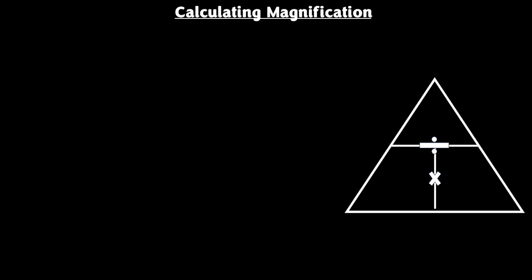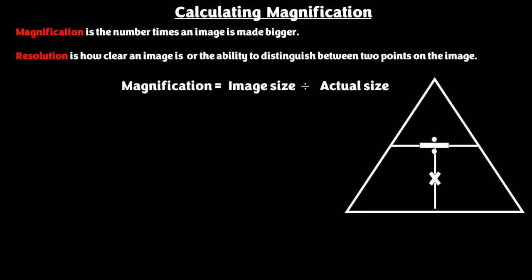Now we look at calculating magnification, but before that we look at the definition of magnification and resolution. Magnification is the number of times an image is made bigger. Resolution is how clear an image is, or the ability to distinguish between 2 points on the image. Magnification is calculated by dividing the image size by the actual size.